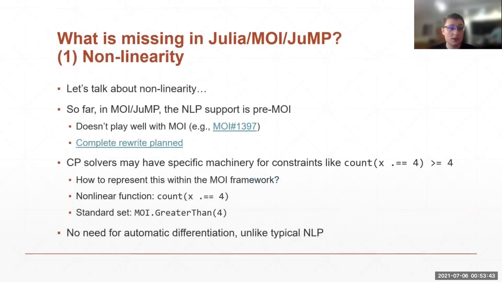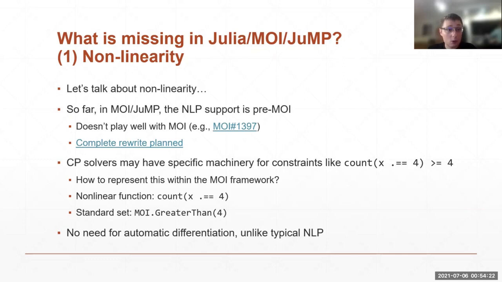But to get to this point, there are quite a few things that need to be dealt with in the JuMP ecosystem. That includes Julia and MOI. First, let's talk about nonlinearity in MOI and JuMP. So MOI is really a huge rewrite of JuMP from the previous versions. However, the NLP support there is not really rewritten with the new ideas. So it doesn't always play well with all the concepts in MOI. There's a complete rewrite that's currently planned, but as far as I know, no one really knows exactly how the rewrite will be done.